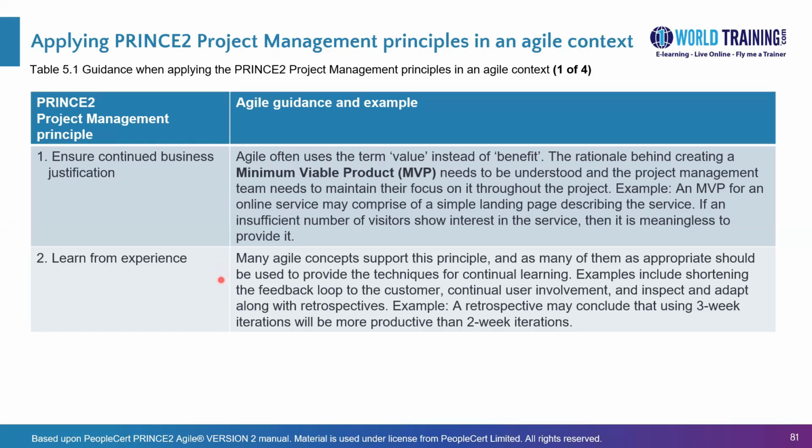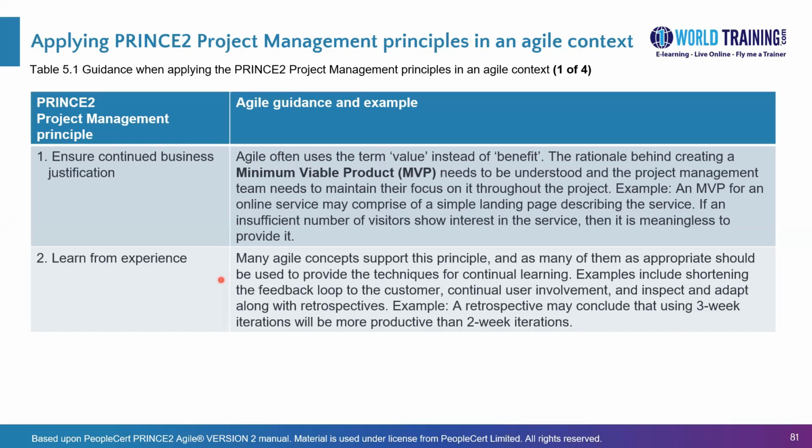Second one, learn from experience. As we know, this happens at the beginning of a project, during, and at the end to transfer knowledge or learnings to other projects for the benefit. In Agile, this is quite key. Here in particular, the feedback loops are more frequent rather than at longer durations. And users are generally continually involved. There's continuous business involvement. Therefore, the feedbacks are quite frequent.